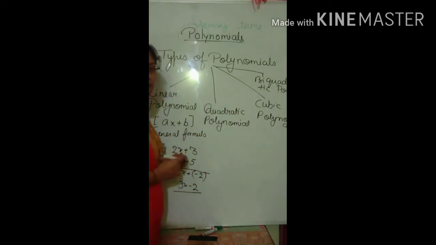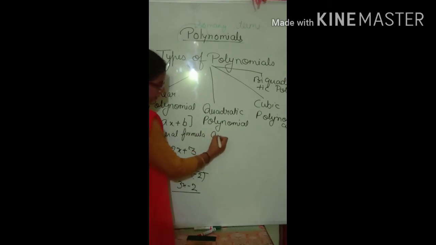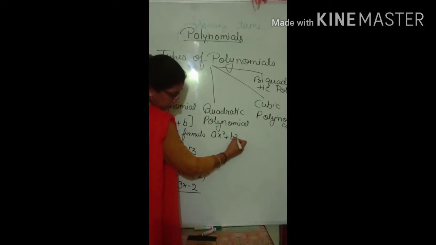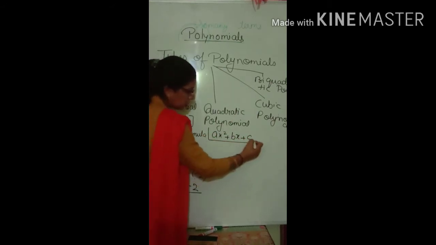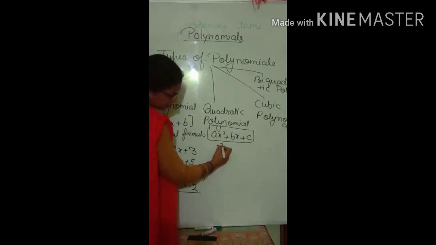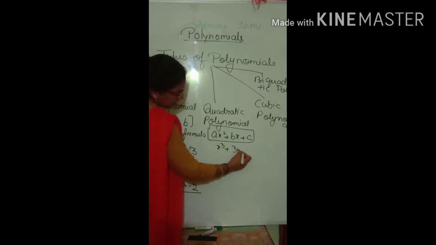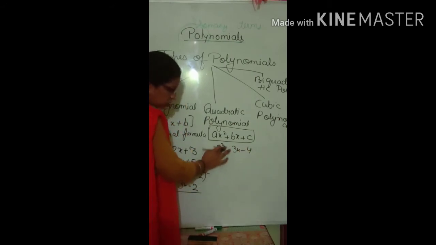Same way quadratic, power 2. The general formula is ax square plus bx, 1 power decreased, plus c is constant. So this is the general formula of quadratic. Write something here: x square plus 3x minus 4. Like this you can write, or you can write minus also here.